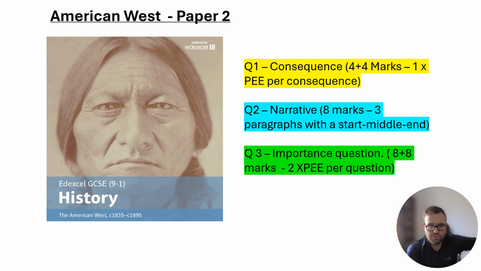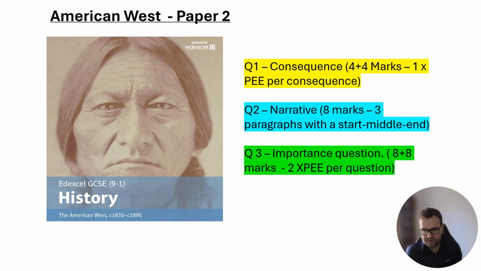All right, guys, we'll just have a quick run through American West for paper two. You've got three questions here. First one is your consequence. Now, this is going to be new for you guys because they're changing how the consequence is done. That means you'll have one consequence of one question and then another consequence of a separate question. So basically two separate consequences rather than two consequences for the same question. They're just marked the same. 4 marks for one consequence, 4 marks for the other consequence.